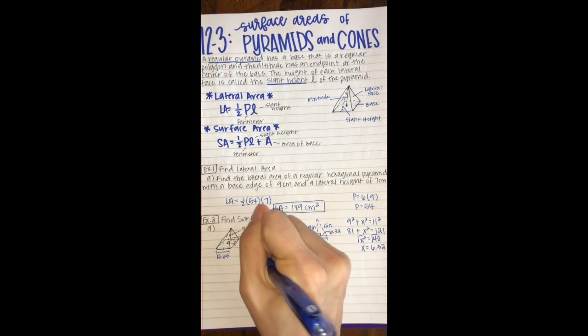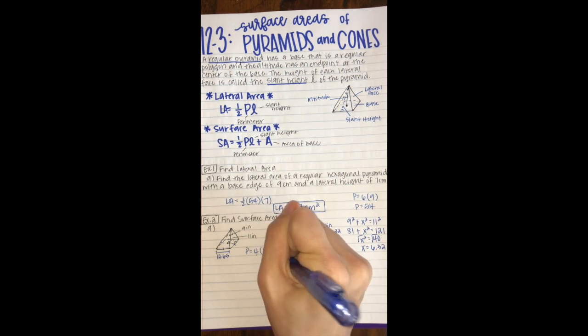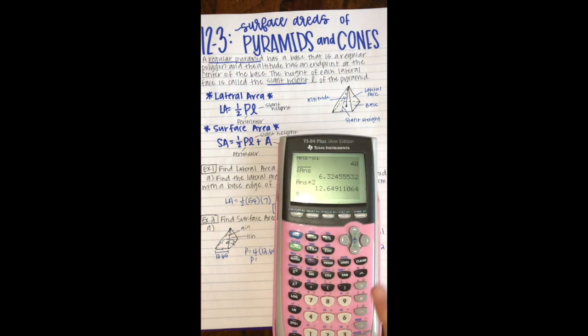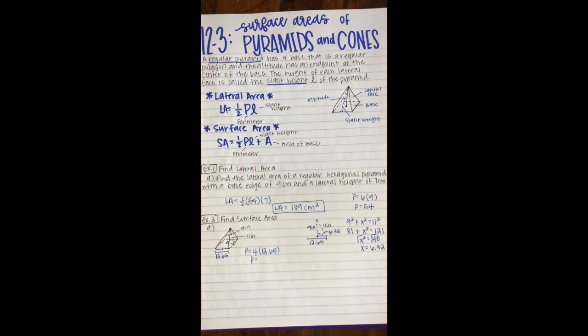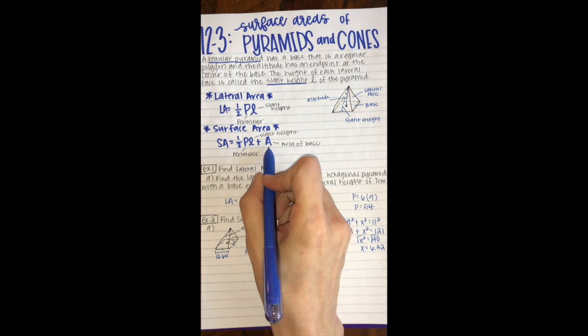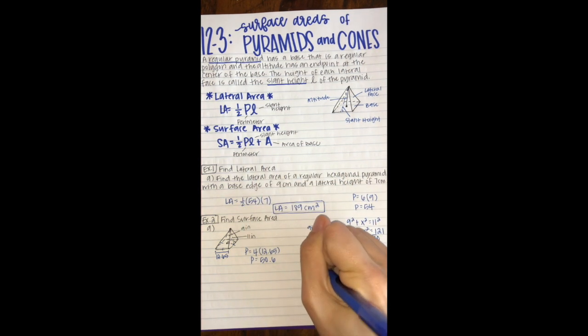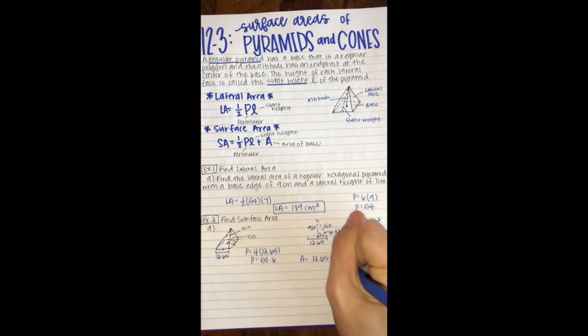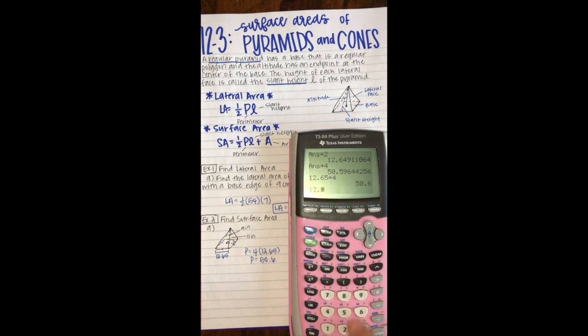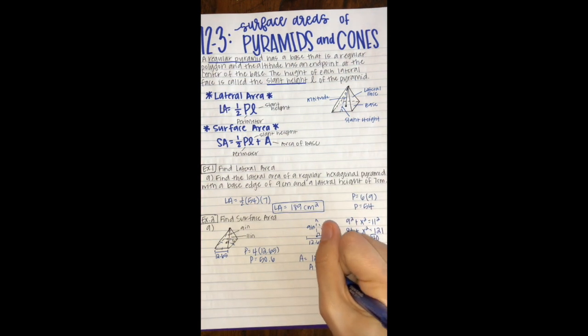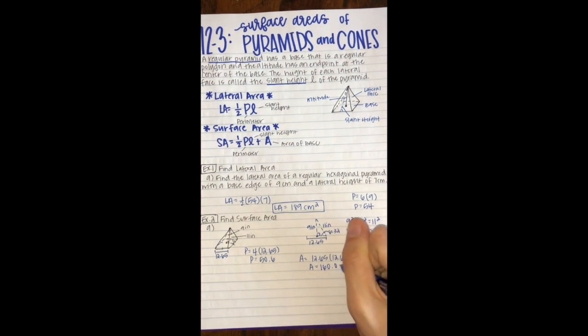So for perimeter, we have 4 sides that are 12.65 a piece. So times 4. Let's see, 12.6. I rounded, so let's just go ahead and round. 50.6. Okay. For area of the base, because if we're doing surface area, we also need area. For area, we would do 12.65 times 12.65, base times height. So for area, we get 160.02. And we really could just go with 160, but I'll go ahead and round it here.